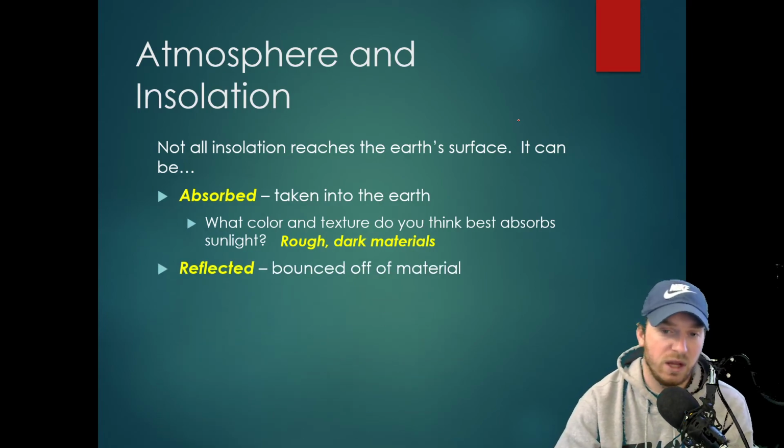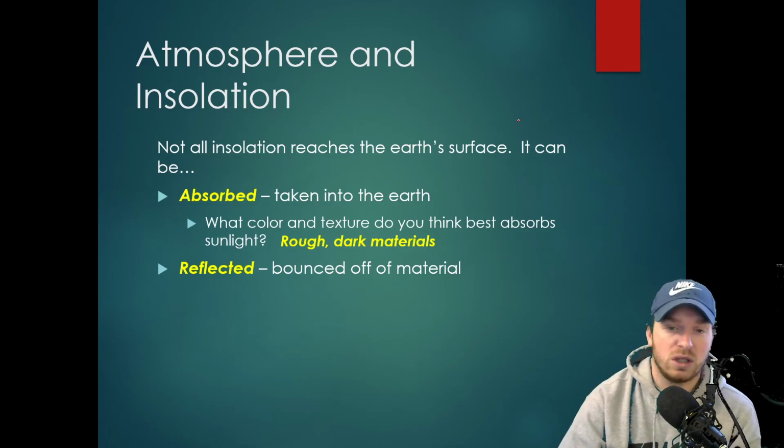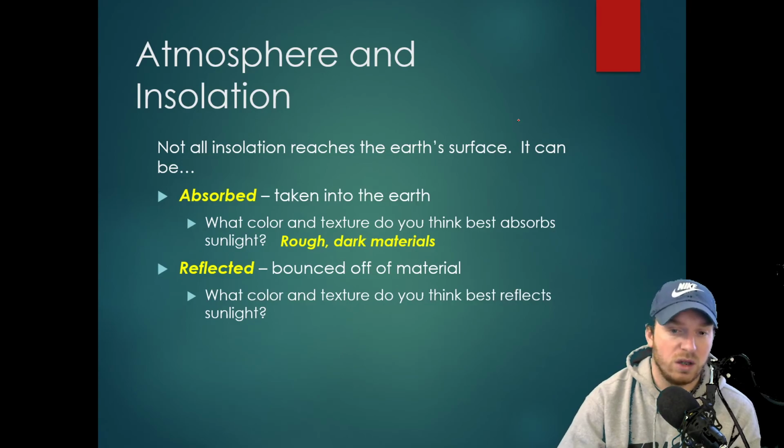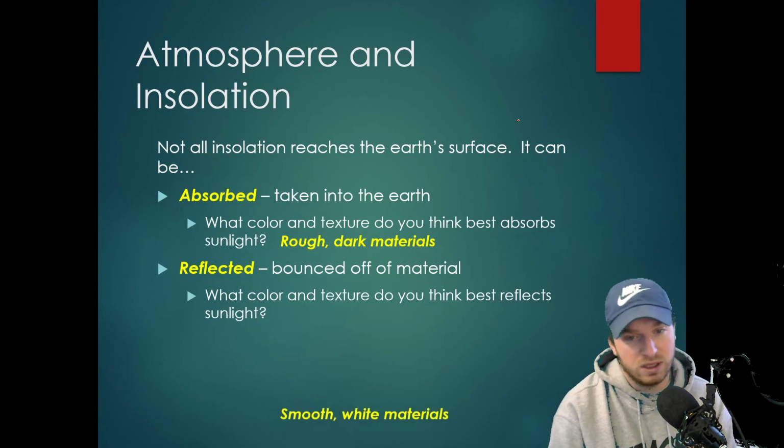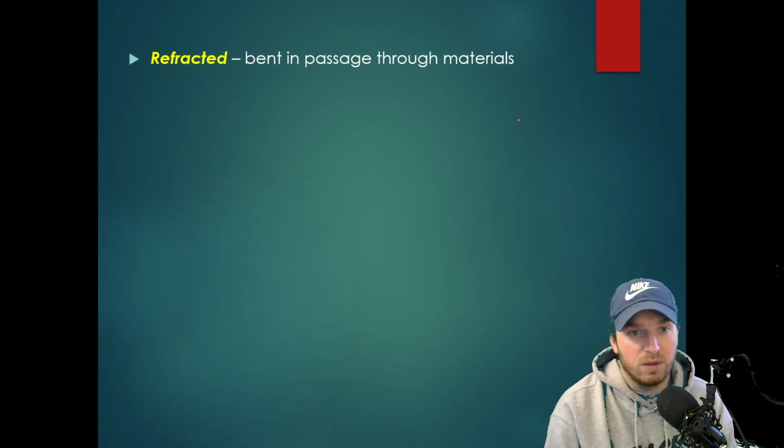And some of it is reflected. It bounces off, whether the material is the ozone layer or just a mirror. What color and texture is the best reflector? Well, it's the opposite. It's the smooth white materials. That's a review from earlier.